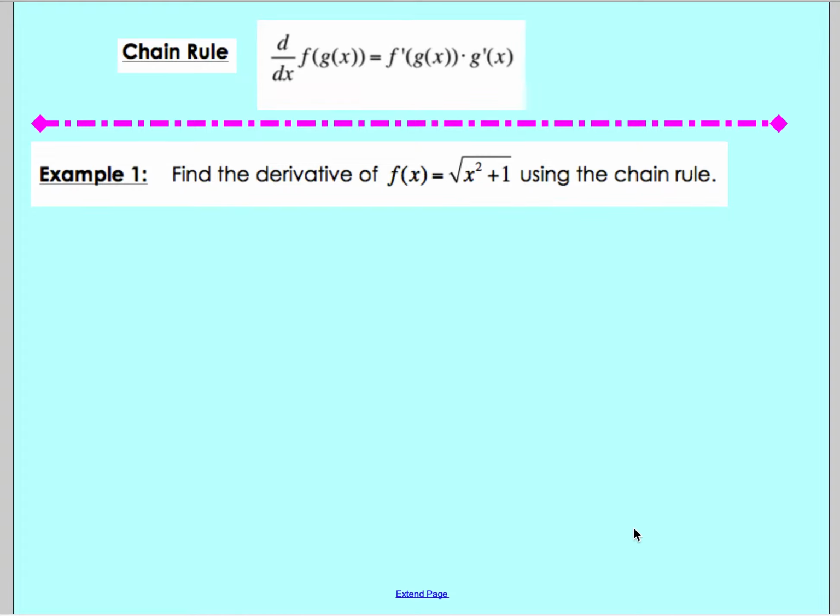All right, example 1 says find the derivative of f of x equals the square root of x squared plus 1, and we're going to be using the chain rule. This is actually the problem we started out with in our introduction. So the first thing I would do is figure out who the outside is and the inside.